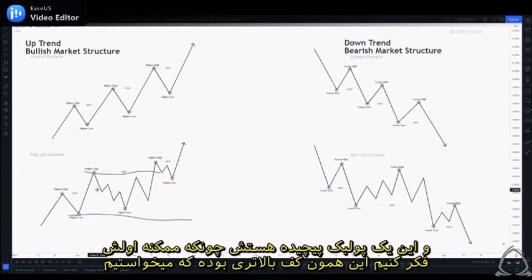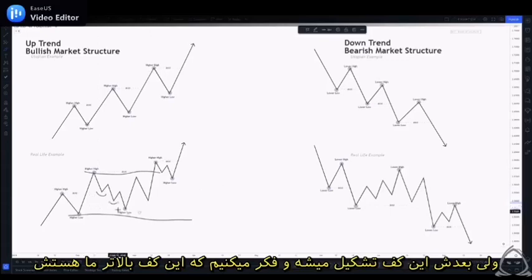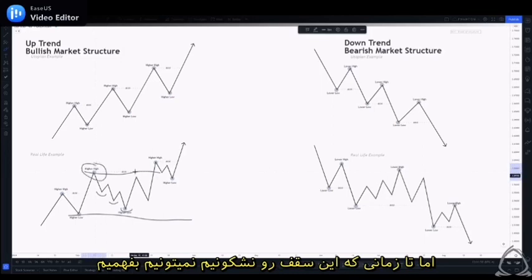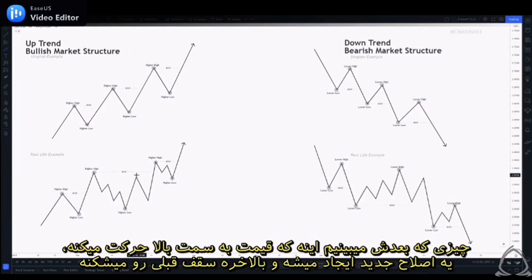And it's a complex pullback because we could initially think that maybe this was the higher low, but then we put this one in. We might think that's a higher low. Then we might see this one and might think that that's a higher low. But until we actually break this higher high, we don't actually know. Now what you'll see is price then begins to pull to the upside. We get another correction and then we finally break that higher high.